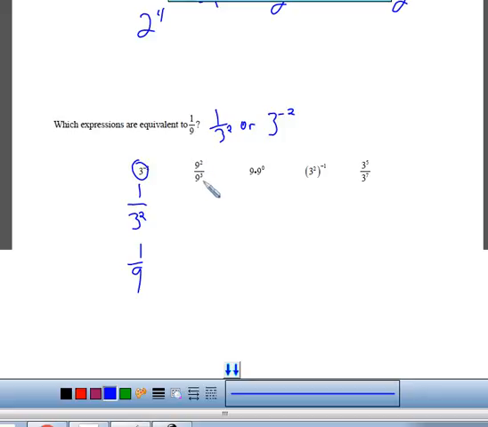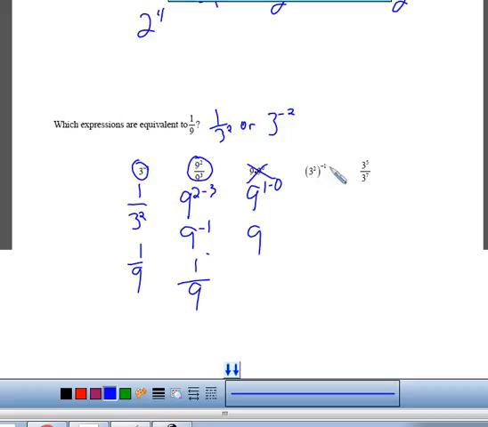9 squared over 9 cubed. Well, that's the same as 9 to the 2 minus 3, which is the same as 9 to the negative 1, which is the same as 1/9. This one works. 9 times 9 to the 0. That's the same as 9 to the 1 minus 0. But 1 minus 0 is 1. This one does not work.